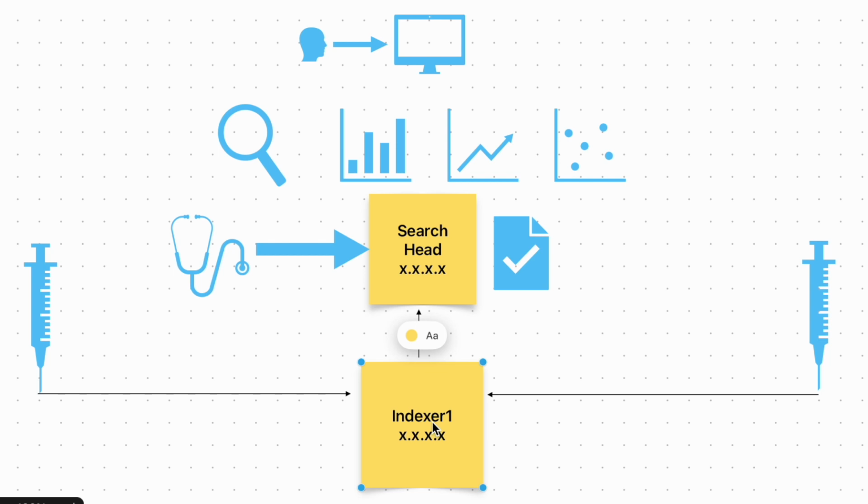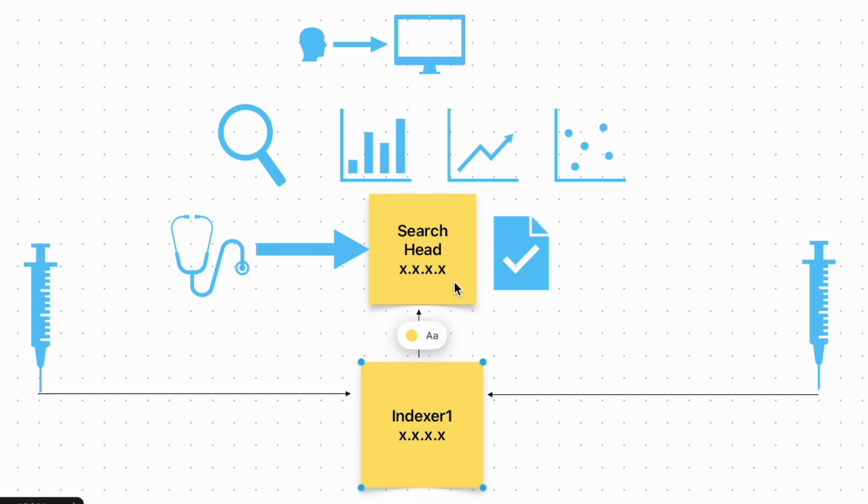So as and when data inputs come into Splunk, it will be stored in the indexer and it will be searchable. As I'm going step by step, it's a very easy step, just splitting from a standalone server to multiple servers.